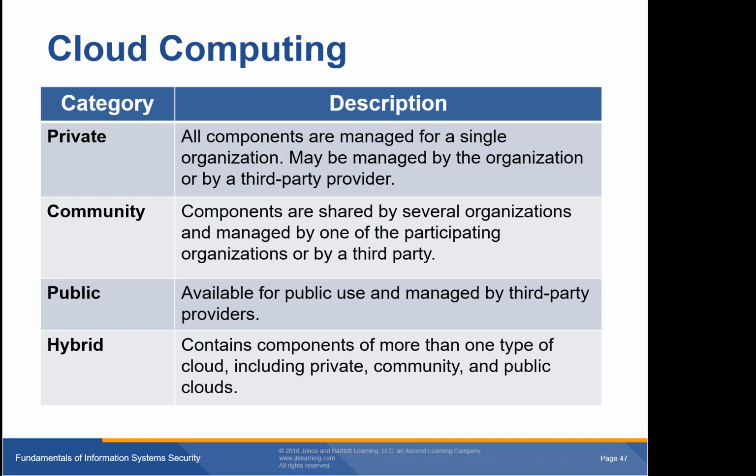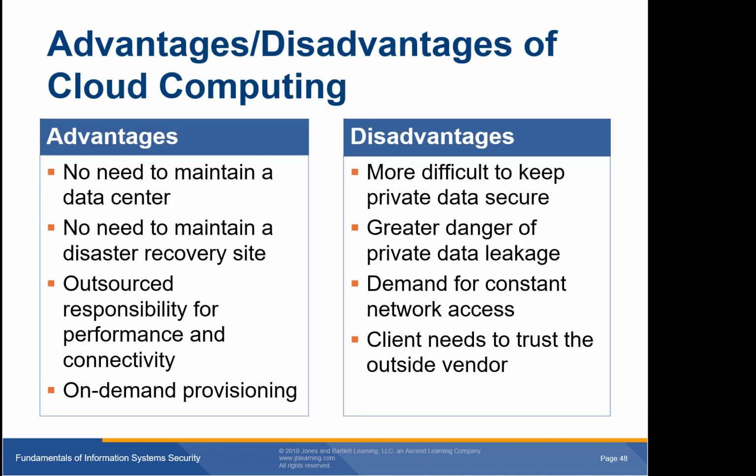And last is the hybrid cloud. This type of cloud infrastructure contains components of more than one type of cloud, including private, community, and public clouds. Hybrid clouds are useful to extend the limitations of more restrictive environments. They often are used to provide resiliency and load balancing by distributing workload among several infrastructures or segments. This slide contains some of the advantages and disadvantages of cloud computing. You might want to pause and take a look at this.